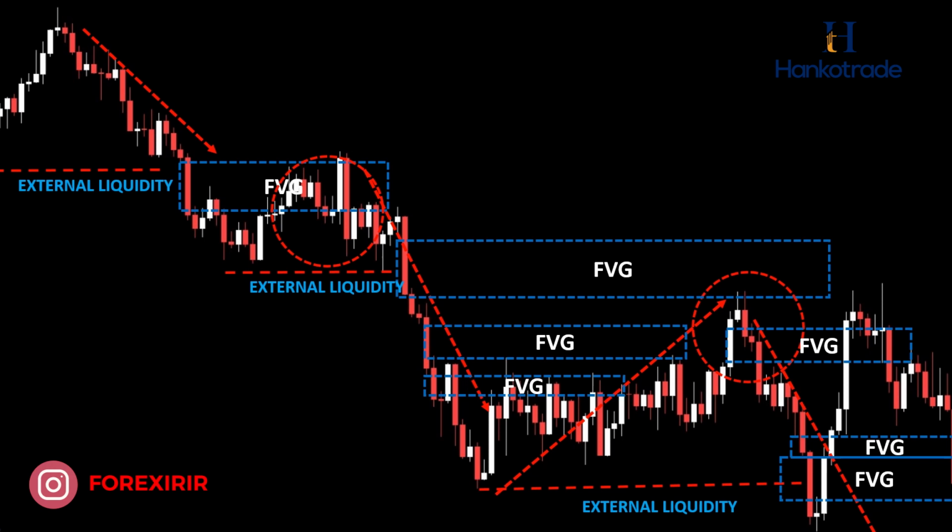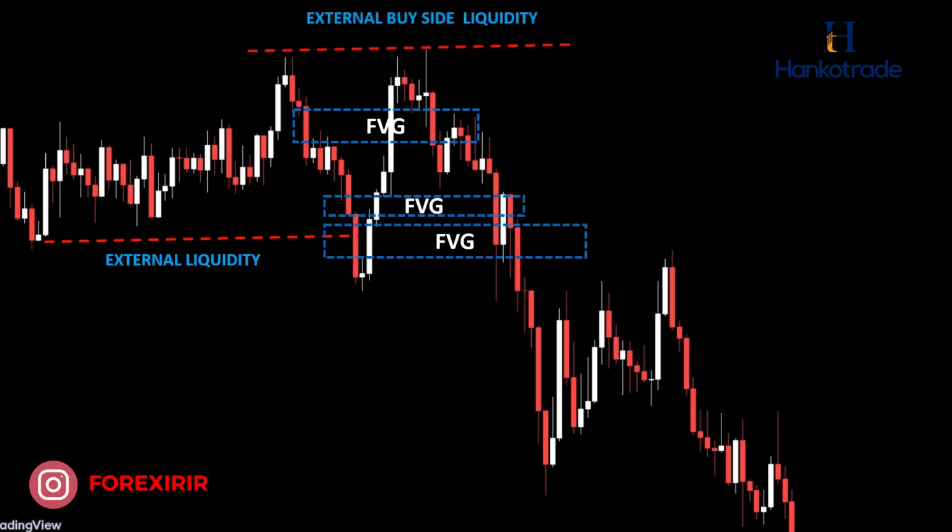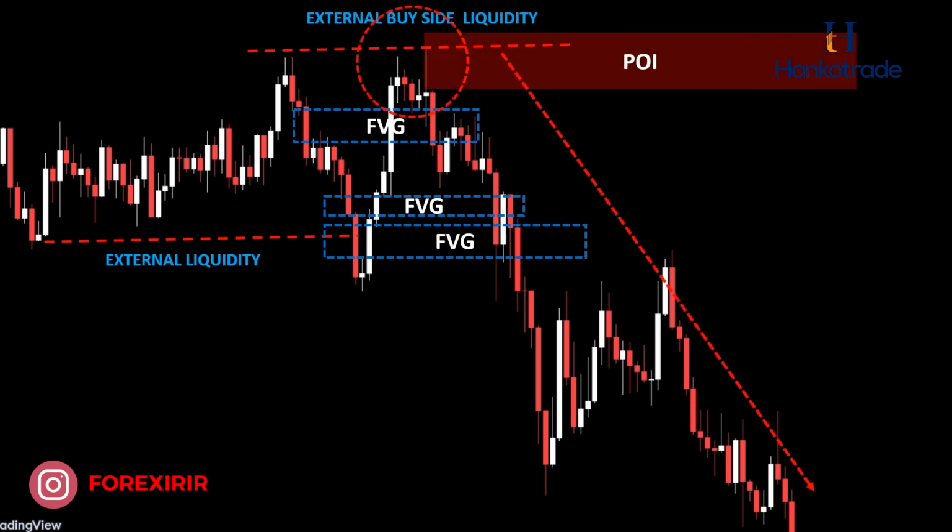Initially, the price swept the external liquidity here. Following this, the price exhibited a strong upward movement towards these three fair value gaps. However, it's evident that the price did not show respect for any of these gaps. Despite rebalancing these gaps, the price did not shift its direction towards the downside. Instead, the price pushed towards the upper external liquidity.